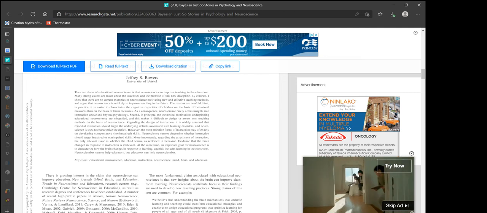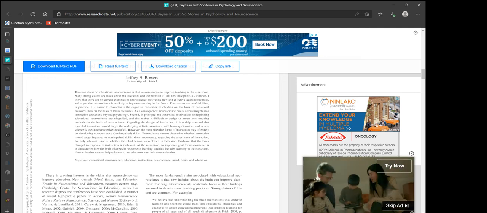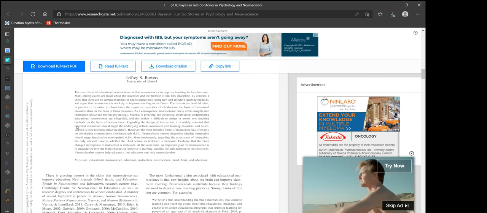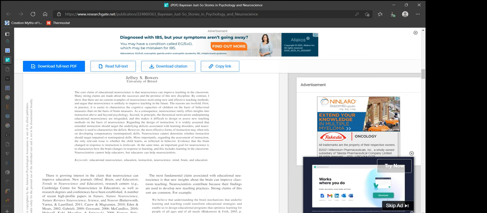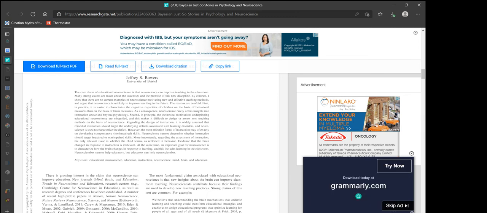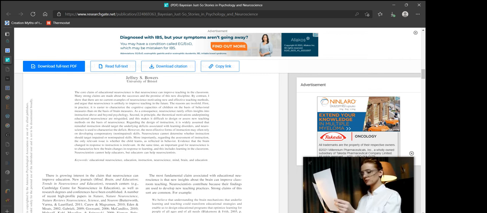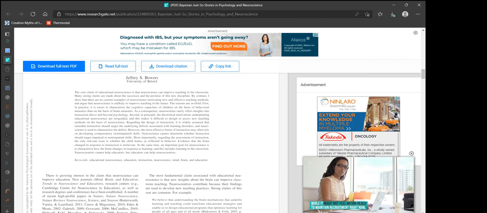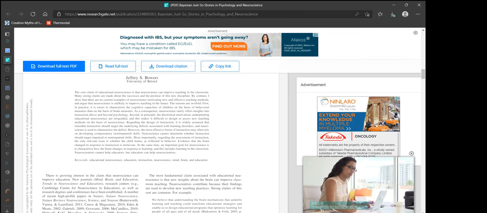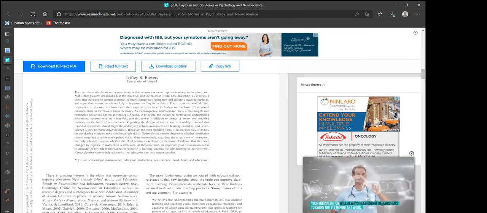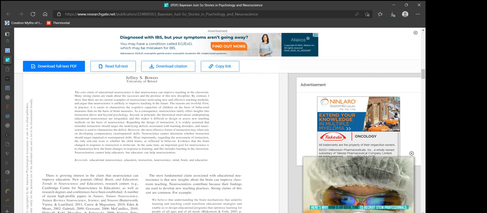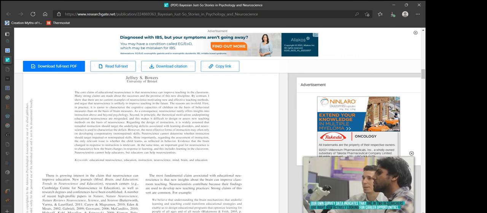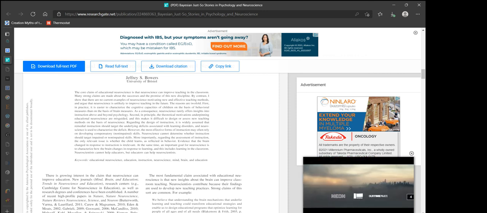The reasons are twofold. First, in practice, it is easier to characterize the cognitive capacities of children on the basis of behavioral measures than on the basis of brain measures. As a consequence, neuroscience rarely offers insights into instruction above and beyond psychology. Second, in principle, the theoretical motivations underpinning educational neuroscience are misguided, and this makes it difficult to design or assess new teaching methods on the basis of neuroscience.